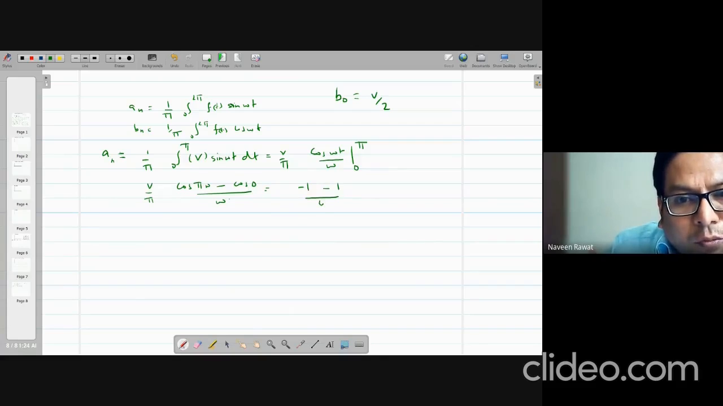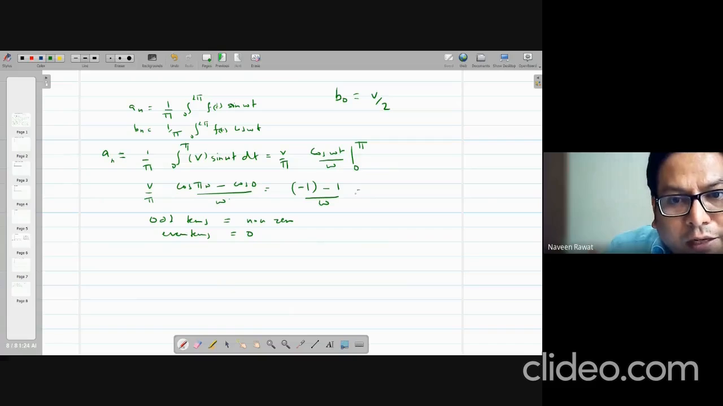Divided by omega. And then you have to remember, if omega is 2, then this becomes 2 pi, so then cosine becomes 1, and then it will be 0. So for all terms that are odd, the terms are non-zero, and even terms are 0. So basically you will get minus 2v by omega pi, and then that is your value.